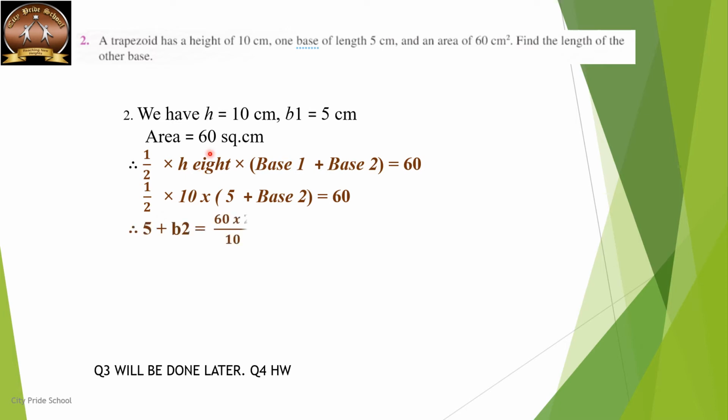Or you can directly use transposition, that 5 plus base 2 is equal to 60 multiplied by 2. Since 2 is in the denominator, it will go to the numerator, 60 multiplied by 2. And 10 is in the numerator, that is, it is multiplied, so it will be divided. So it will be 60 into 2 divided by 10. Correct? So by transposition, 10 ones are 10, 12 are 120. So we get 12 over here. So base 2 is equal to 12 minus 5, which is 7 centimeter. So we got that the length of the other parallel side is 7 centimeter.